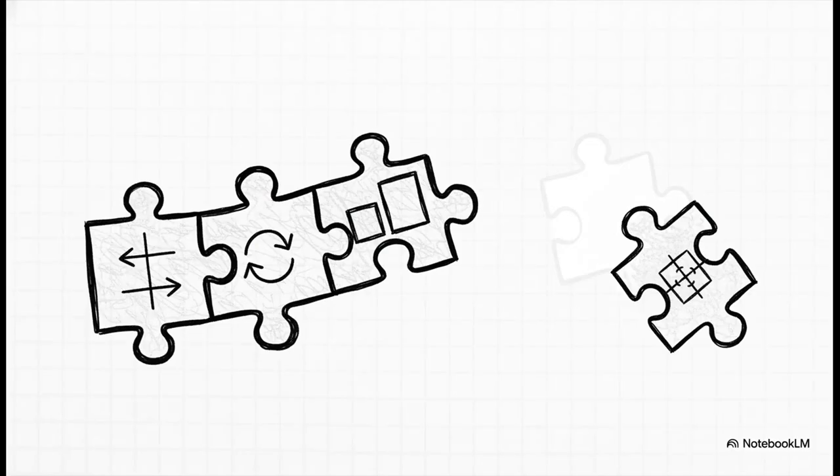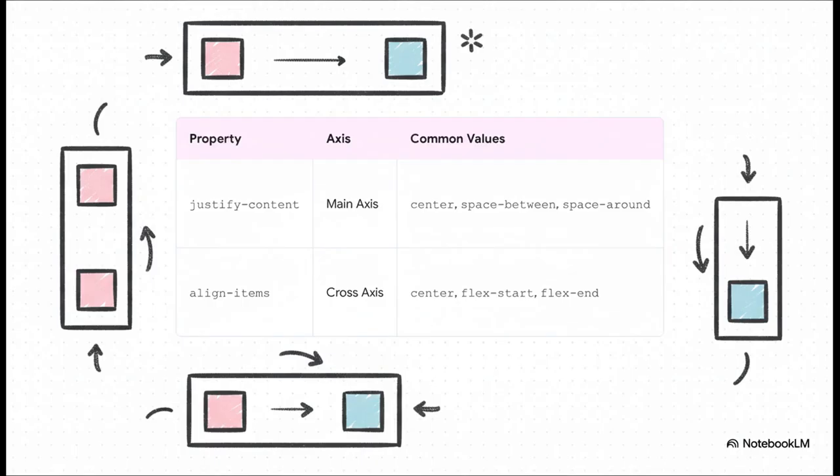All right, we are almost there. We've got direction, we've got wrapping, we've got sizing. There's just one more piece of the puzzle, the finishing touch, the thing we talked about right at the beginning, getting that perfect alignment. And this is your new best friend, your command center for alignment.